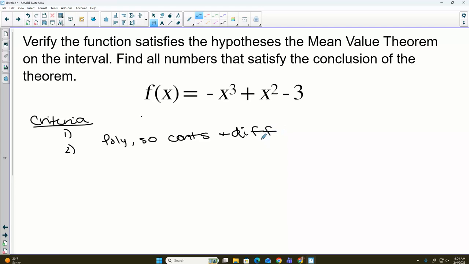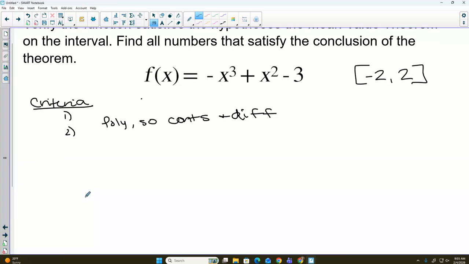Ooh, I failed to give us an interval on this one, didn't I? This is what happens when I'm making up problems. Let's say on the interval negative 2 to 2. All right. Then, what do we have to do? Oh, wait. I may not want that in. Yeah, I do. Okay. What do we do next?